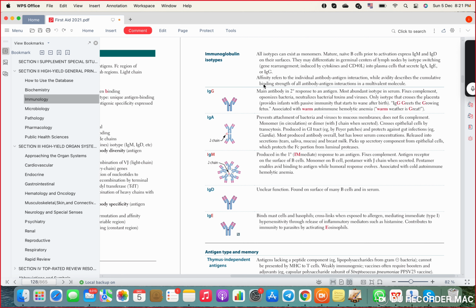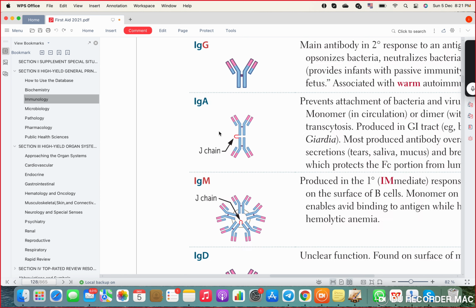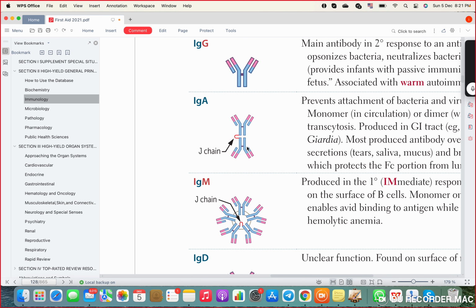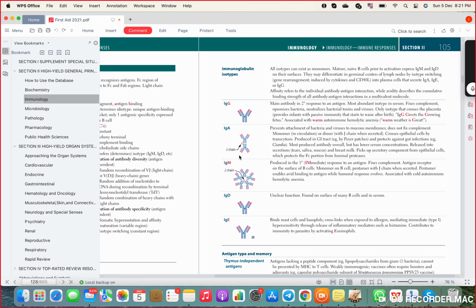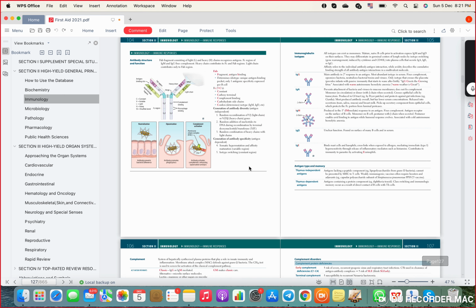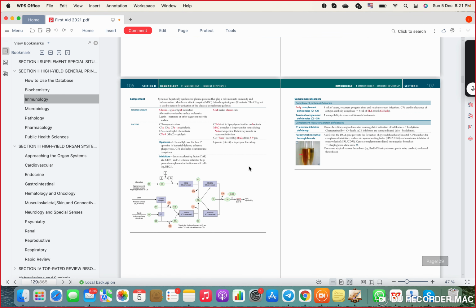So let's take a look here. We have an IgM case. So we have a J chain that connects different antibodies to each other. So the largest antibody we have is the IgM. The smallest is the IgG. Notice the IgA is a dimer. So if they mention a dimer antibody, it's the IgA. Okay?